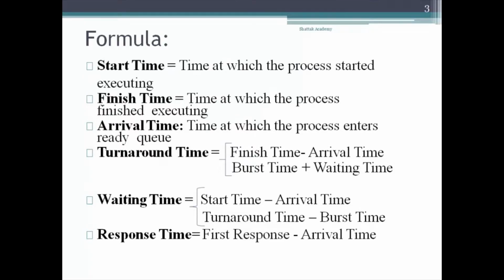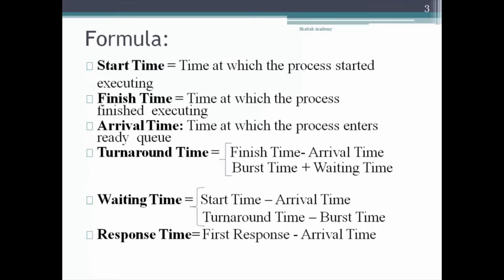Now there are some formulas that we are going to use to calculate the waiting time and other things to understand the utilization and efficiency of the CPU. The first thing is the start time. It is the time at which the process started executing, the finish time is when the process finished executing, and the arrival time, as already discussed, is the time at which the process enters the ready queue.